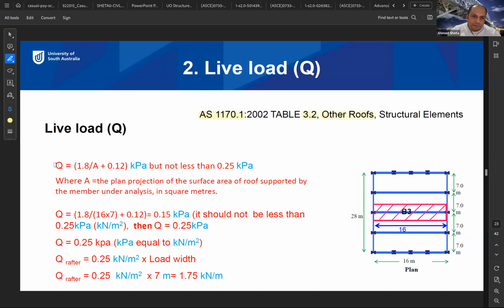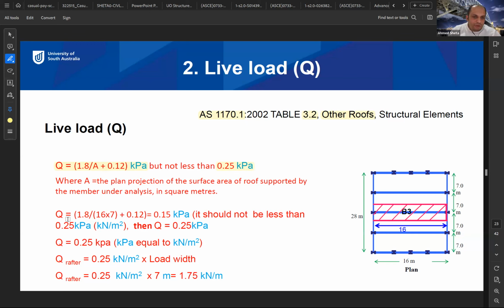So if you go to the table, the formula for live load is 1.8 divided by A plus 0.12, and the result will be in kPa or kilopascal. And the standard gives us a limit of 0.25 kPa. So you have to calculate from this formula and compare to 0.25. If it is more than 0.25, okay. If less than 0.25, you have to use it as 0.25.